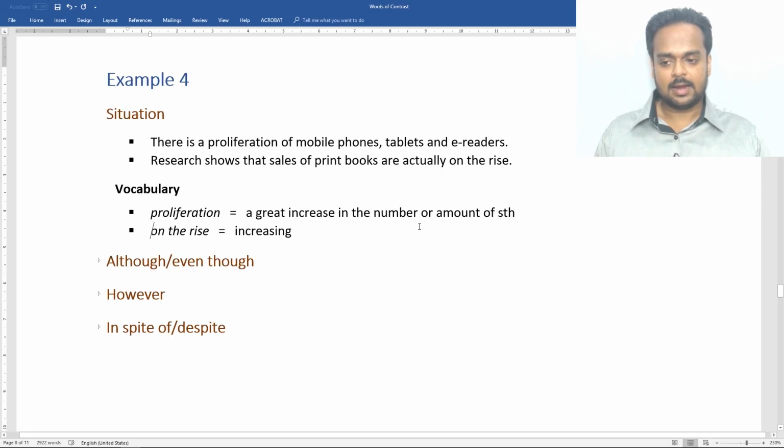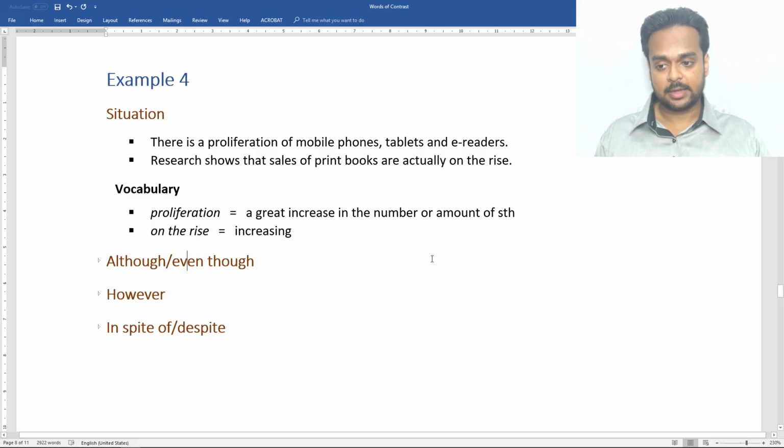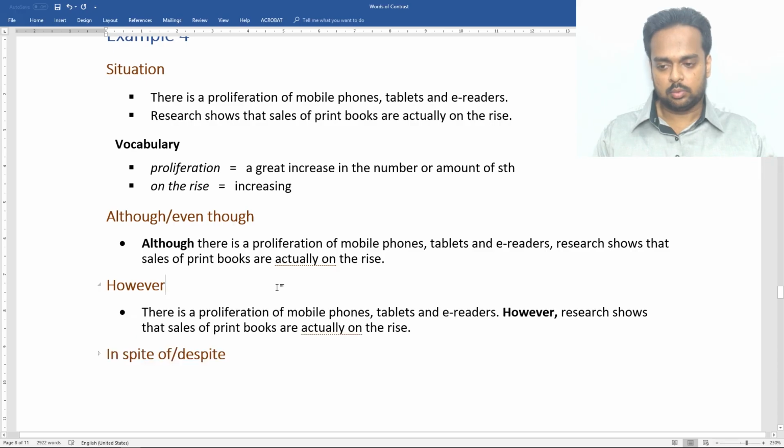All right, you notice that I don't have the option of the word but listed here. That's because I felt it doesn't really work well in this sort of academic context. But you can use although or even though. You know the form already by now, so I'm not going to read it out. Although, and then the first clause, which gives us the expectation, and then the second clause, which gives us the result. With however, again, you know the form.